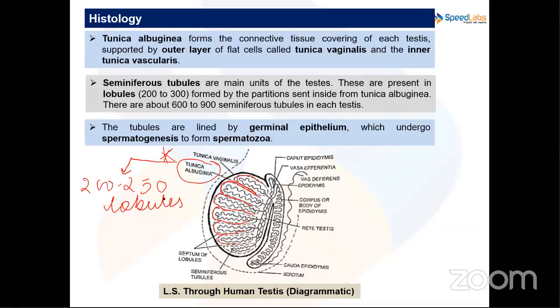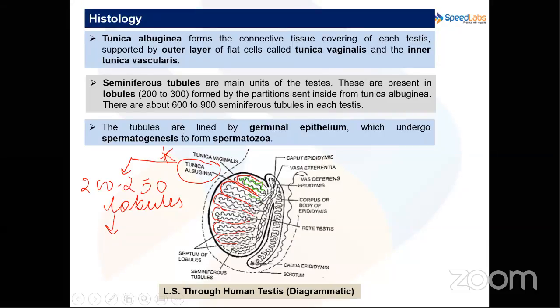So how were these lobules made? They were made by the covering tunica albuginea. All right, so 200 to 250 lobules, and each lobule, now just focus. I'm going to take a different color to explain, this dark or green color. Just look at these structures, the green colored ones.